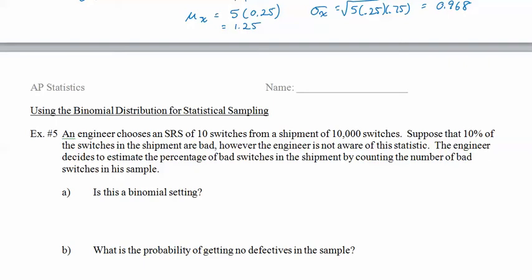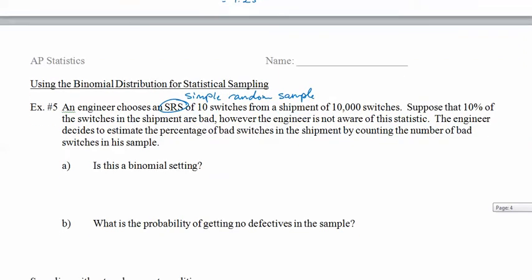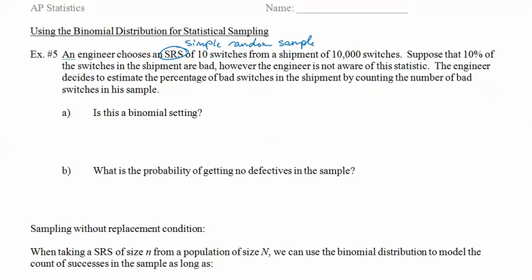So we're looking on to the next example. Here we have an engineer who chooses an SRS, and you'll recall that that stands for a simple random sample, of 10 switches from a shipment of 10,000 switches. Suppose that 10% of the switches in the shipment are bad. However, the engineer is not aware of this statistic. The engineer decides to estimate the percentage of bad switches in the shipment by counting the number of bad switches in his sample. So is this a binomial setting? I'd like you to pause now and see what you think. All right, so is this a binomial setting?